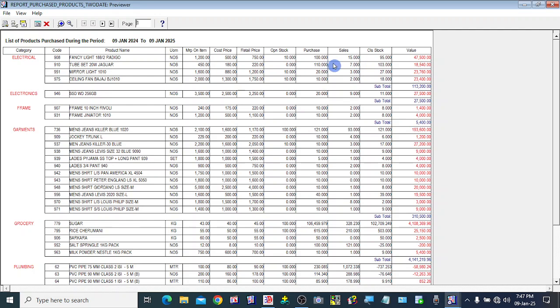The closing stock, purchase, and sales are the actual sales and purchase, and what the closing stock is at the moment, that information we can also see in this report. Whatever items are mentioned in this report means these items we have purchased during the date range we have entered before generating this report.